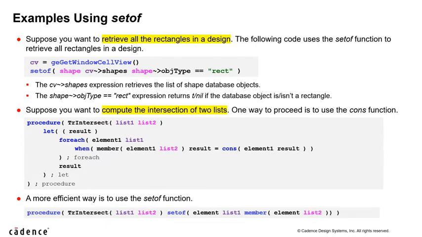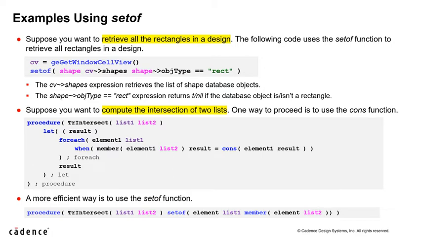Example of using setof. So let's say we want to retrieve all the rectangles in a design. Here's an example of using setof to do that. So first of all, we'll capture the window cell view into the variable CV using the function GEGetWindowCellView. So whatever cell view you currently have open as your current design window will be captured and saved into the variable CV. And from there we can look at the shapes in that design. So in this case we would say setof shape is our local variable. The list we're going to process is called CV~>shapes.